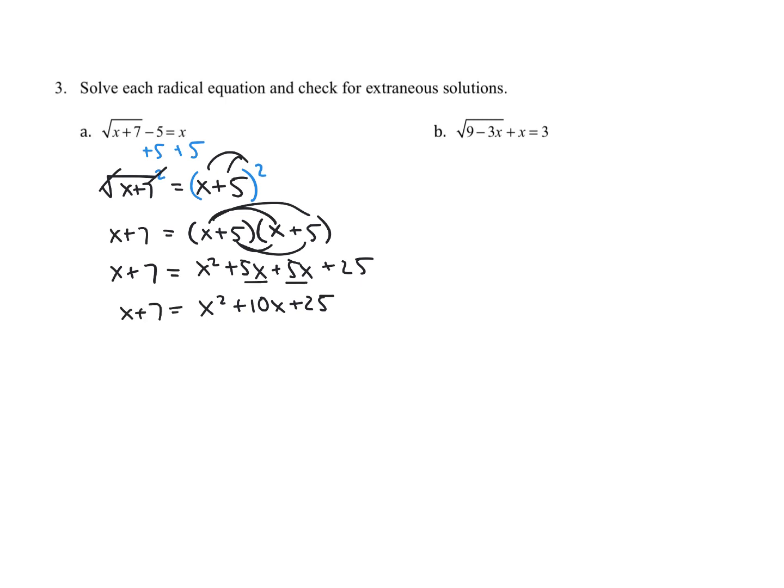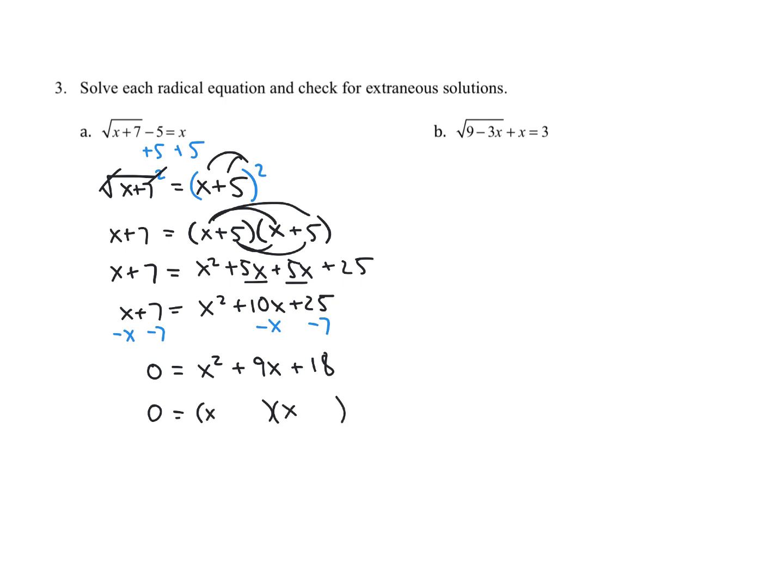Now this is a quadratic equation because it has x squared, so I'm going to try to solve it by factoring. And to do that, I need to move all the terms to one side and get 0 on one side. So I'm going to subtract the x and subtract the 7 from both sides. And that gives me 0 equals x squared plus 9x plus 18. And now I'm going to try to factor that.